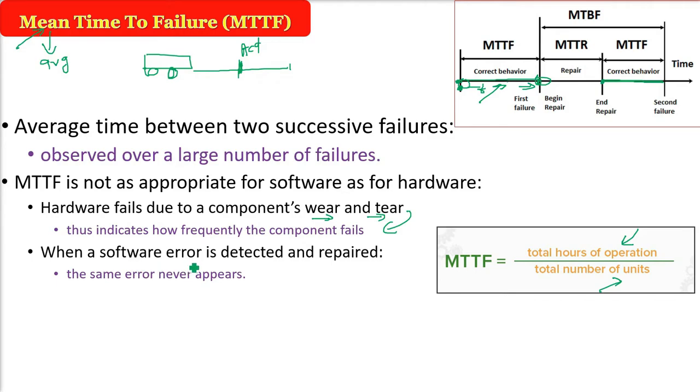But when a software error is detected and repaired, it is not always possible to see that error again. It may never reappear. Mean time to failure. Let us take an example to understand this. Total lifespan of our devices, divided by how many devices we have.